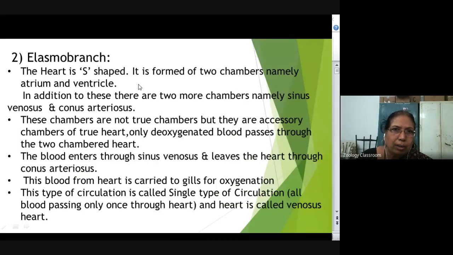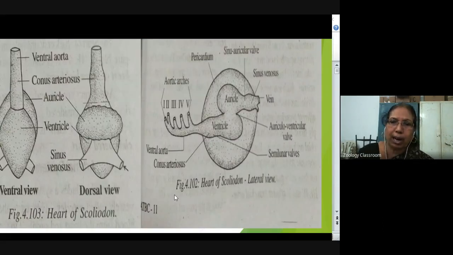The heart is S-shaped. Multiple questions are asked on this: in elasmobranch or dogfish, is the shape of the heart S-shaped, V-shaped, or another? The heart is S-shaped. Then there are only 2 chambers in the dogfish, the auricle and ventricle. The sinus venosus and conus arteriosus are the accessory chambers. Blood from the heart is carried towards the gills for oxygenation. This type of circulation is called single circulation, and the heart is called a venous heart.